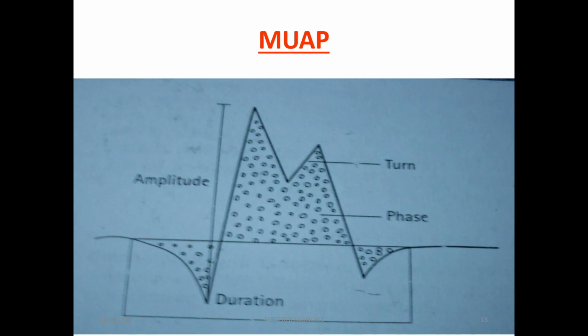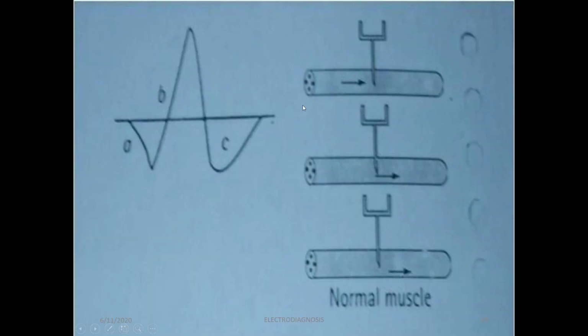So here in the MUAP, you can see these are three phases. Number one phase, number two, and number three. You can see this amplitude, that is from the highest point to the lowest point. So amplitude is suggestive of the density of muscle fibers. If the density of muscle fibers is more, definitely the amplitude will be more. If the density is less, the amplitude is less. So that was the histological correlation.